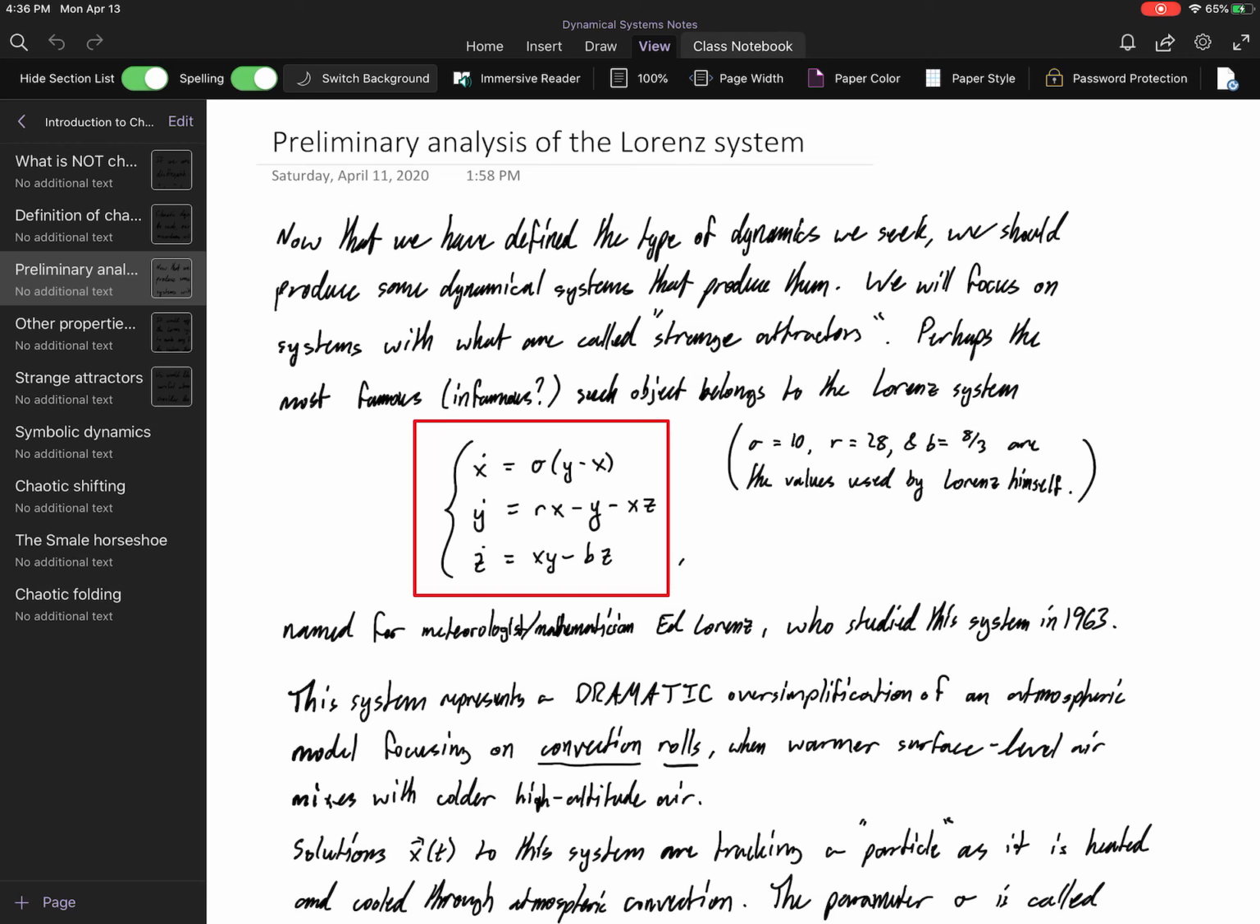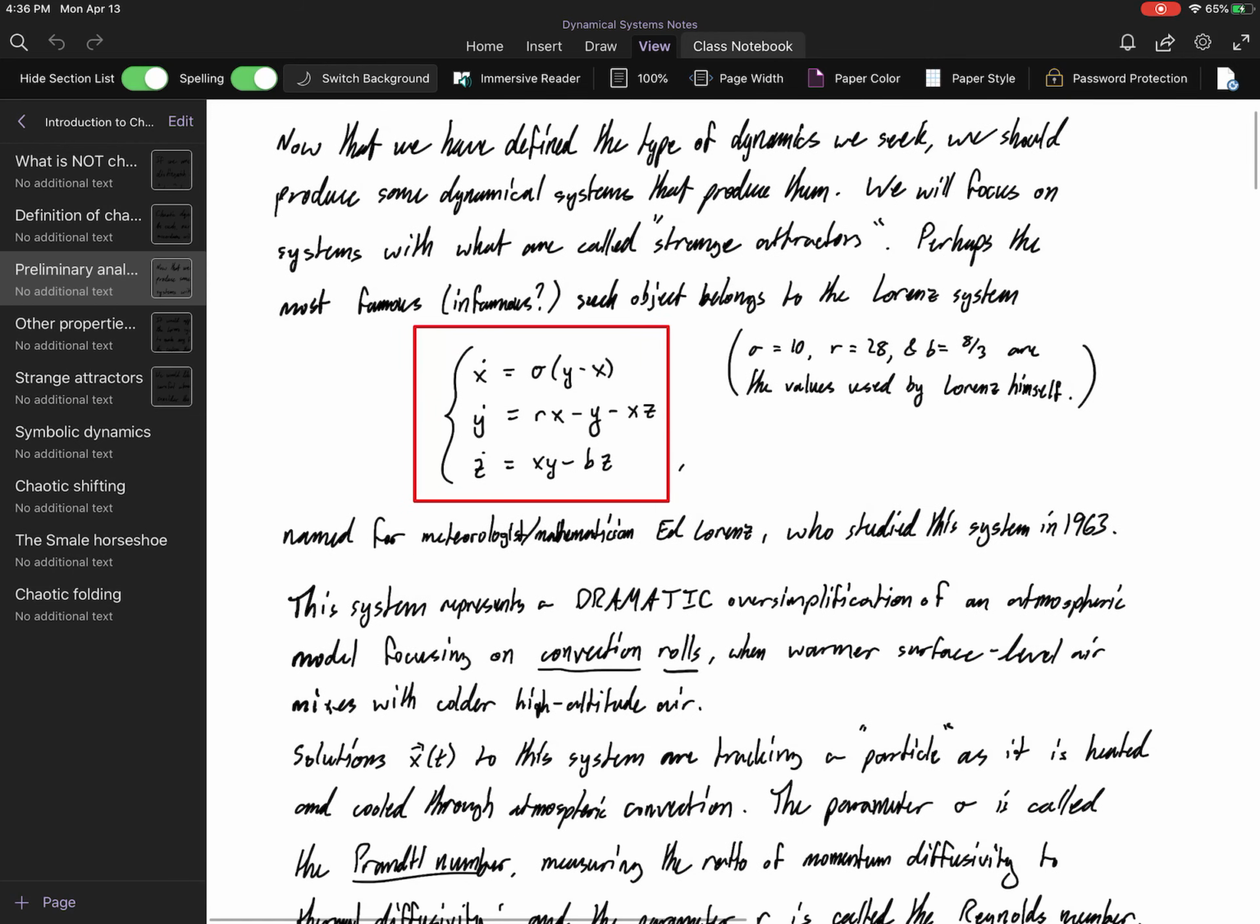So a solution to this system tracks a particle, right? So an air molecule. It doesn't quite make sense. Air is composed of a lot of different things. But let's say we were tracking a very, very small volume of air as it flows through this system. What a solution x vector of t is going to do here is track the motion of that particle, or at least that little collection of particles, as it's heated and cooled and rolled around in this system.